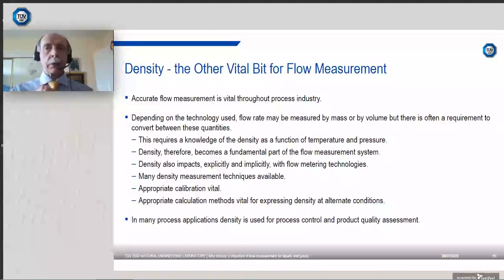So the density therefore becomes part of the flow measurement system. And as we've just seen, it impacts both explicitly and implicitly with flow metering technologies. Fortunately, there are many techniques available for density measurement, but as with any measurement process, appropriate calibration is vital. And again, there are calculation methods available for expressing density at alternate conditions, either from process to standard or from one set of process to another. And density, as I've mentioned, is also used for process control and product quality assessment in many applications.